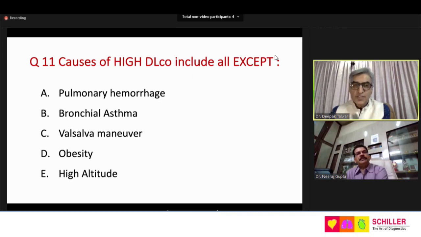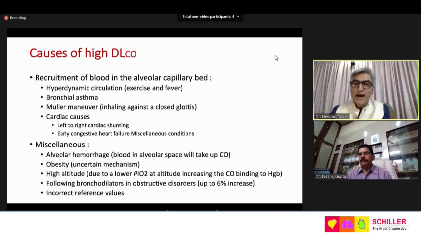High altitude, we discussed about it, but I think I mistook it for PiO2, because PiO2 is the one, and once you correct it, then it will not be an increased DLCO. Once you correct it for the altitude, it will become normal only. Anyways, as I told you, high DLCO could be either because there is more blood in the alveolo-capillary area, or it could be just miscellaneous, like various other causes.